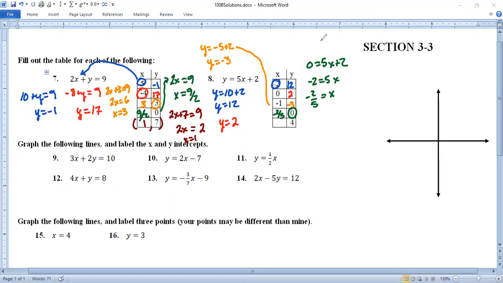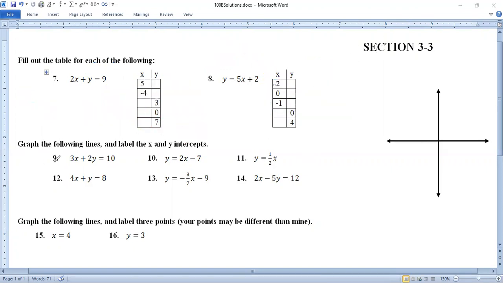The next one, 4 goes in for y. So this is going to be 4 equals 5x plus 2. So we've got subtract 2 from both sides, and we get 2 equals 5x. And divide by 5, we get x equals, oh, that's a positive 2/5. Fascinating. And there we have it. That's number 7 and number 8. Clear that off, and let's look at number 9 now.